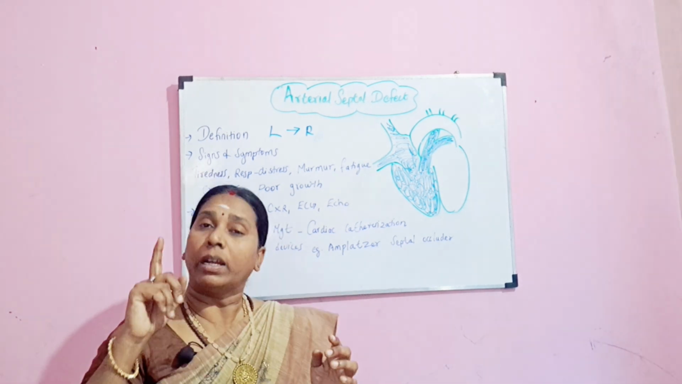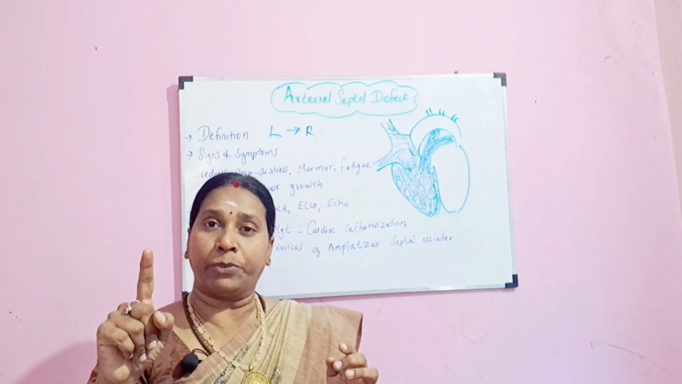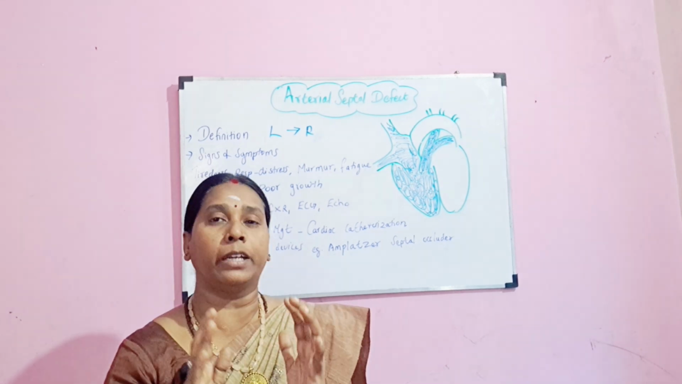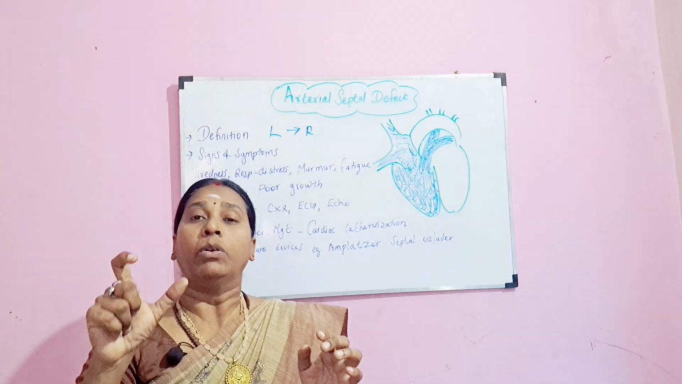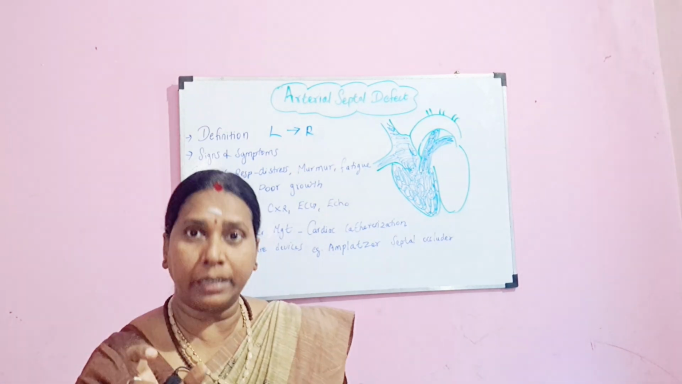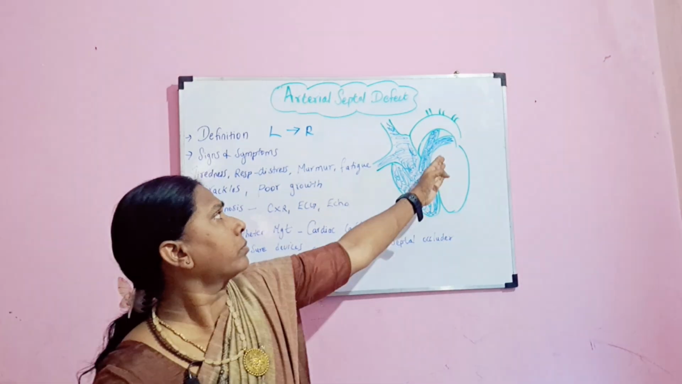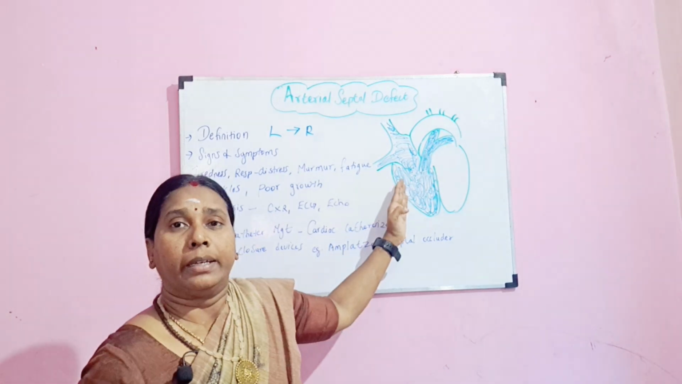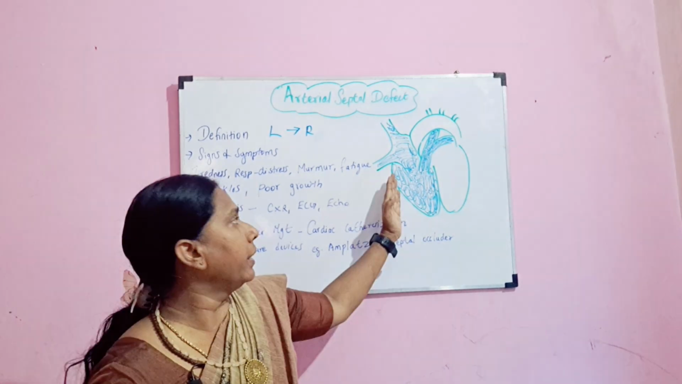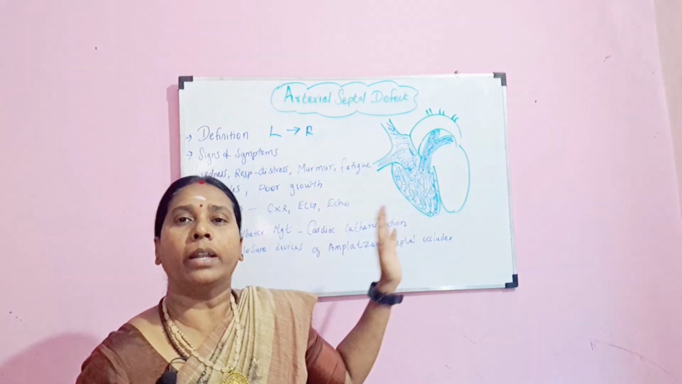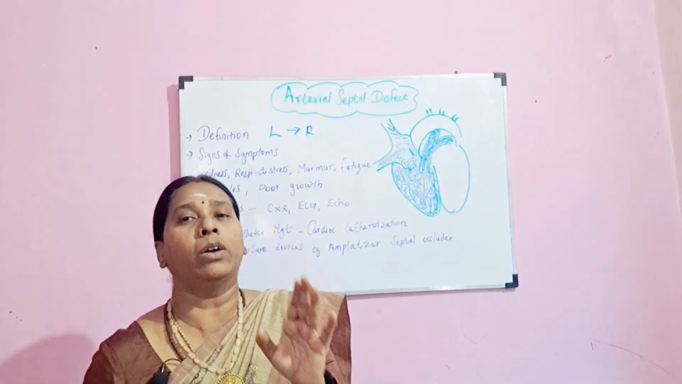So what is there in the left atrium? Oxygenated, pure blood is there in the left atrium. Now this purified blood is coming to the right atrium. So what is there in the right atrium? The right atrium is already having impure, deoxygenated blood.